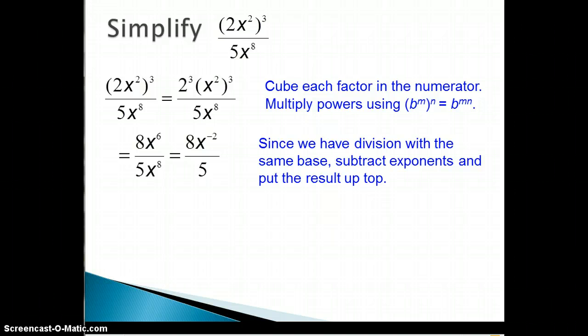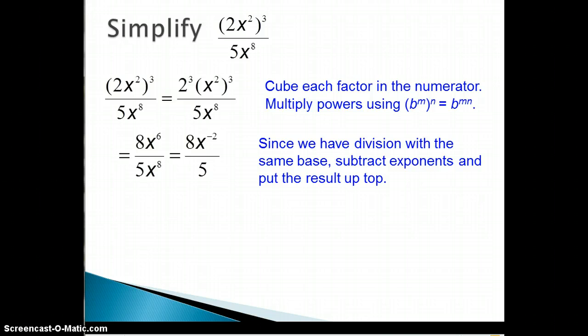So that gives us 8, because 2 cubed is equal to 8, and then x to the 6th, and that's again from multiplying those exponents of 2 and 3 together. And then notice we have a base of x in the numerator and a base of x in the denominator. So now that we've gotten rid of the parentheses, the next thing we need to do is to combine those bases into a single base of x using the quotient rule. The quotient rule, remember, says to subtract exponents, top minus bottom. So that would give us an exponent of 6 minus 8, which is equal to negative 2.